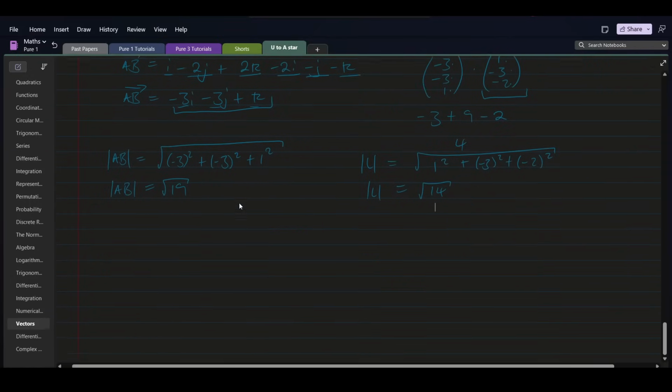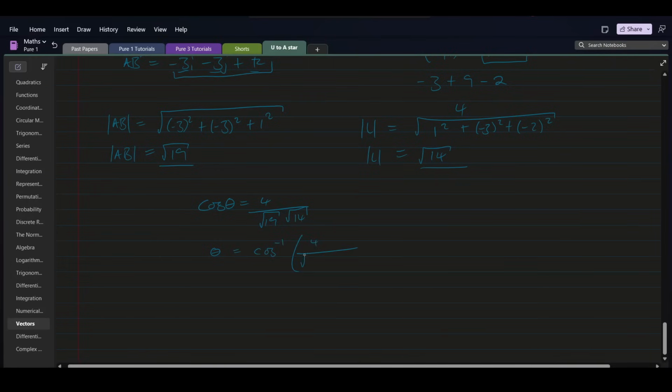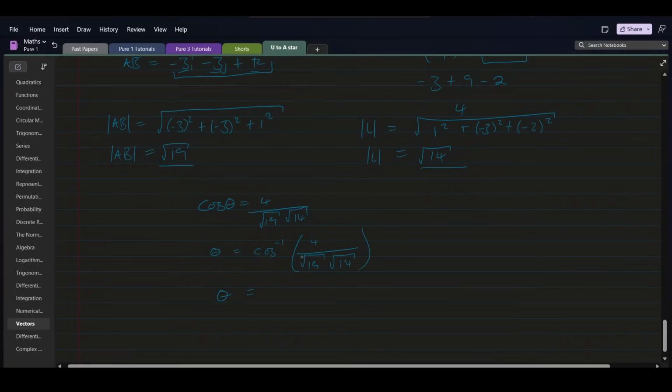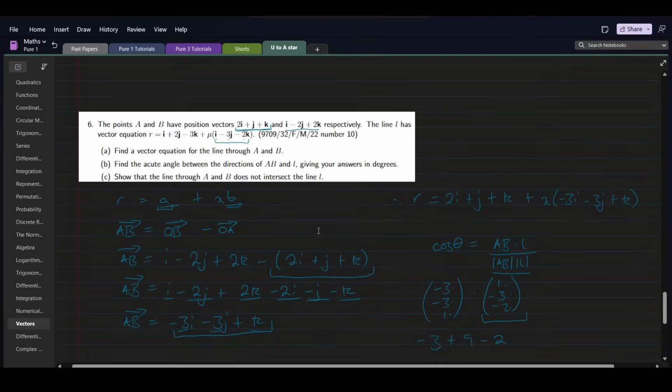And now we just simply substitute into the formula for the angle between two lines. So cos theta is equal to the dot product, which we said is 4, over root 19 times root 14. So theta is equal to arc cos of 4 over root 19 times root 14. Let's punch this into our calculators, and this gives us 75.8 degrees, correct to 1 decimal place, and this would be our final answer.